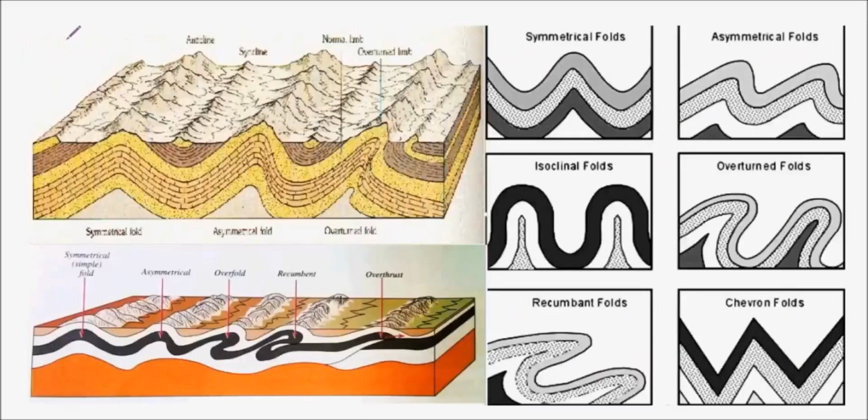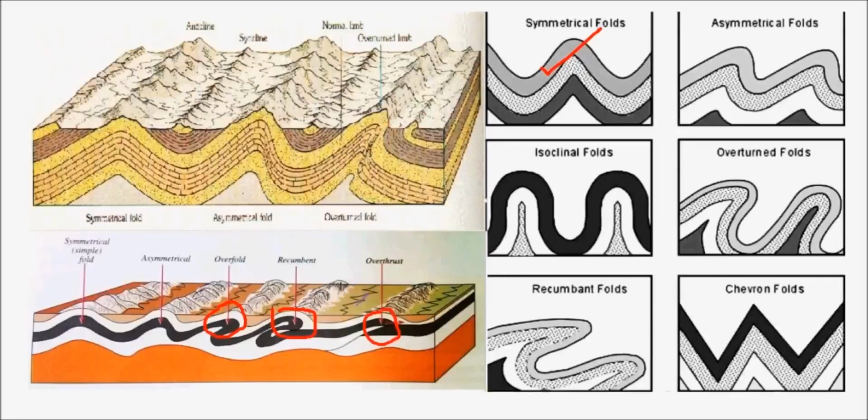Simple fold mountains are mountains which have simple wave-like structures, whereas complex fold mountains are the ones where these wave-like structures get deformed under various forces and give rise to various kinds of folds, namely overfold, recumbent fold, or overthrust fold. So these kinds of folds are called complex fold mountains. That is, mountains formed due to this kind of complex folding are called complex fold mountains.